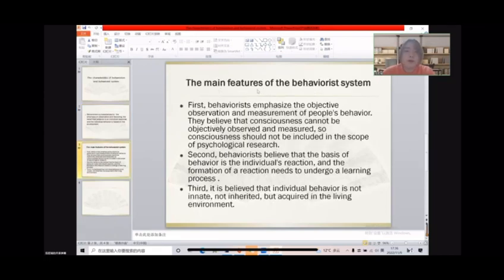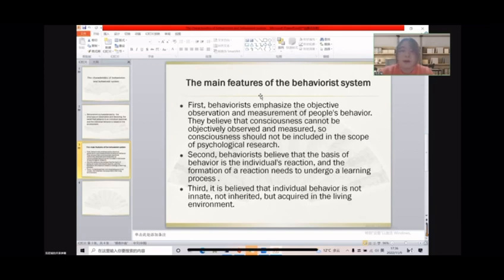Next, I want to introduce the main features of behaviorism. First of all, behaviorists emphasize the objective observation and measurement of people's behavior. They believe that awareness cannot be objectively observed and measured, so it should not be included in the scope of psychological research. Secondly, behaviorists believe that the basis of behavior is the individual's reaction.